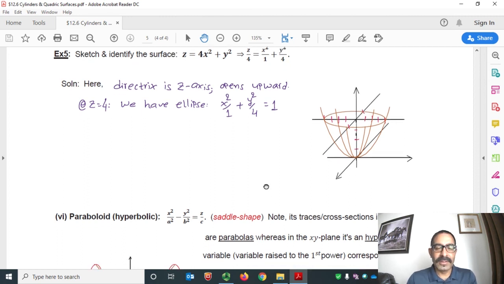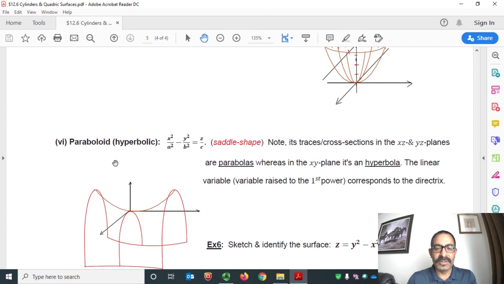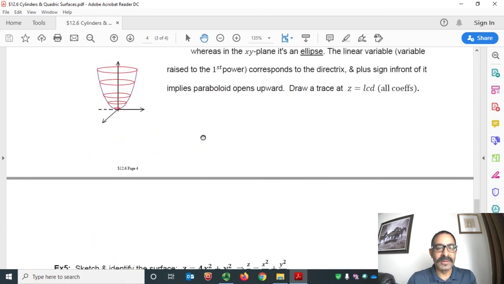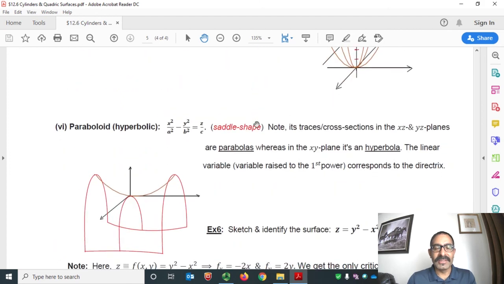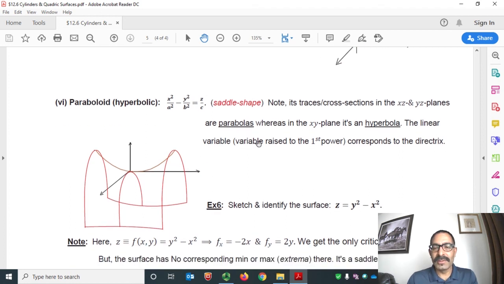Now, the last one is hyperbolic paraboloid, which has 1 minus sign here, and just these equations here. Awesome. So whose equation is of the form x square over a square minus y square over b square equals z over c. Note, its traces in the xz and yz planes are parabolas. So these are the parabolas. And in the xy plane, it's a hyperbola. The linear variable corresponds to the directrix.